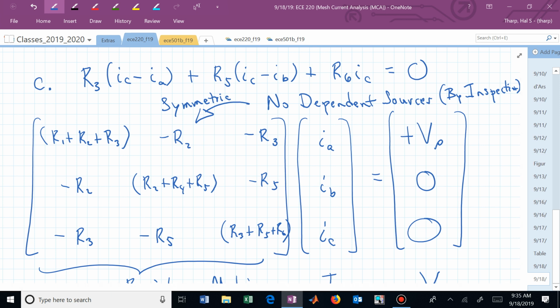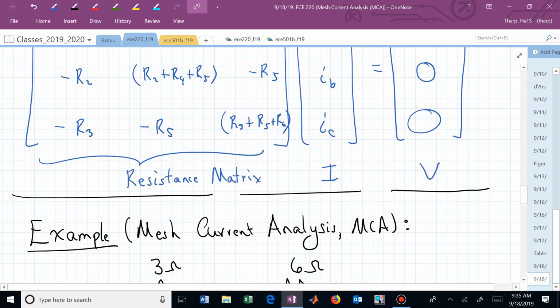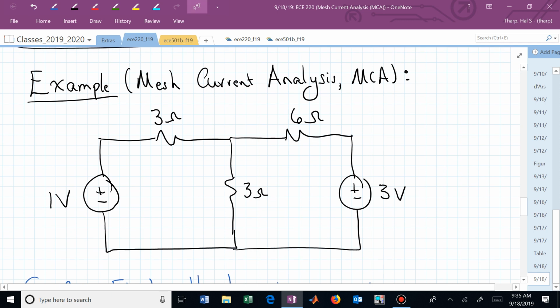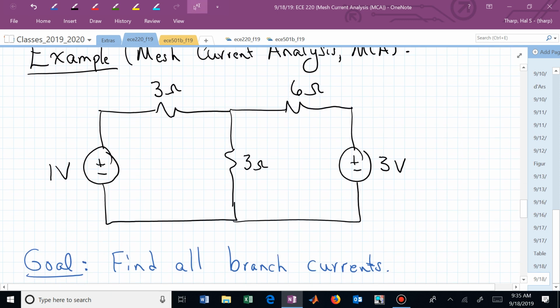When we have dependent sources, then it kind of clouds things. It makes things a little more messy. Let's do an example. Another example. In this example, the goal is to find all of the branch currents. How many branch currents do I have?